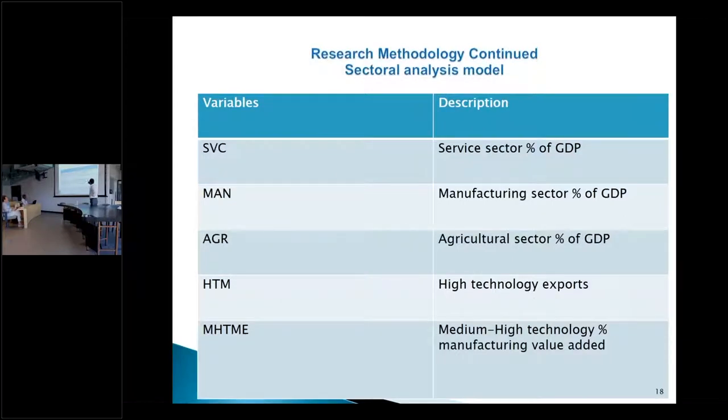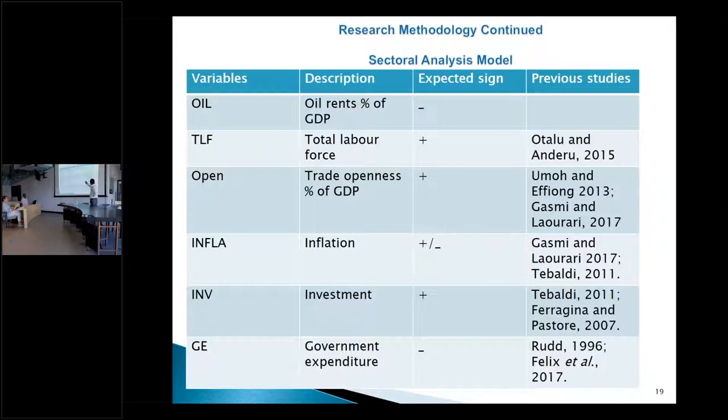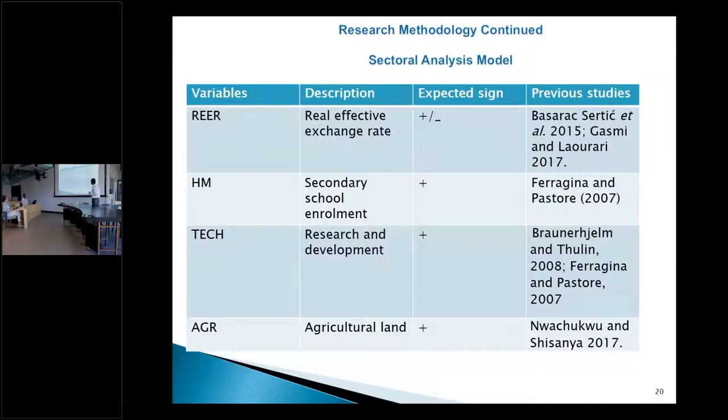These are the resource movement effect models, which include service sector, manufacture, agriculture, high technology, and medium technology. All of these are dependent variables. Here my key variable is oil, and I expect a negative relationship between oil and the sectoral models, agriculture and manufacturing. Here total labor force, trade openness, inflation, investment, and government expenditure can influence manufacture and service sectors, which according to previous studies will affect the exchange rate. Secondary school represents human capital, research and development represents technology, and agricultural land affects agriculture production.